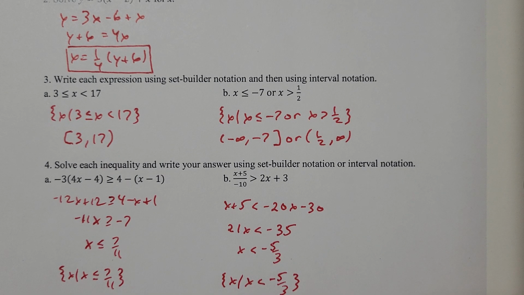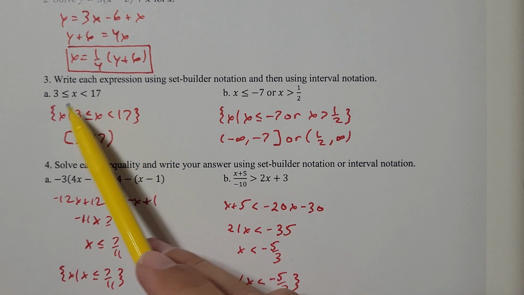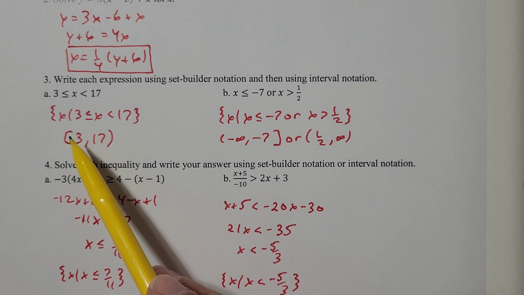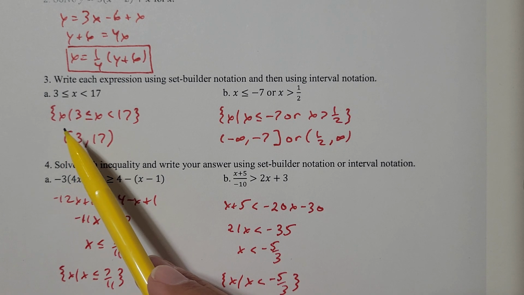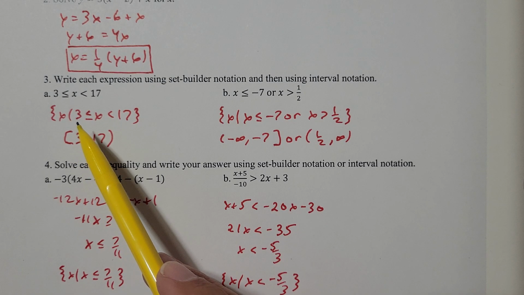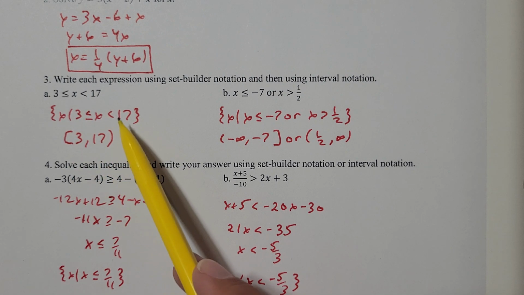So in part A, if I had all the numbers that are between 3 and 17, including 3, using set builder notation, I would just tack on a set of all x such that 3 is less than or equal to x is less than 17.